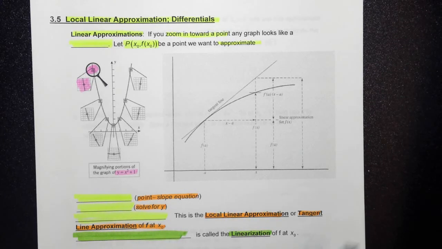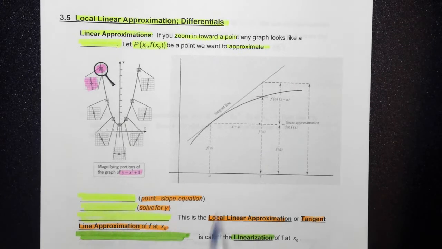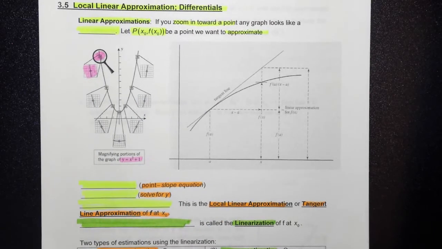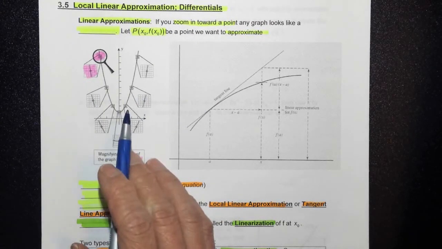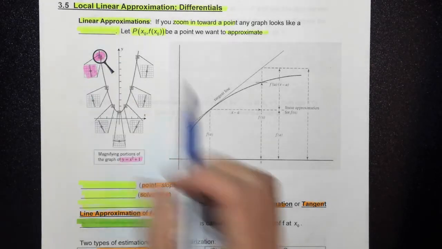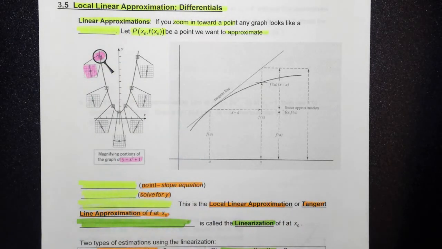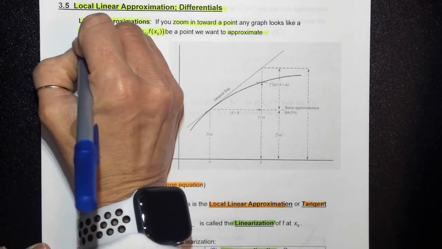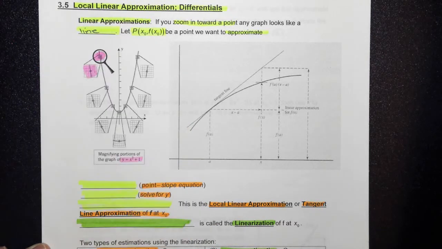In 3.5, we'll talk about linear approximation and differentials. The first topic we'll focus on would be linear approximations. Basically, a linear approximation is this: if you're given a function that is a curve, and you zoom in toward any point on the graph, it's going to look like a line. I'll show you a demonstration here in just a second.